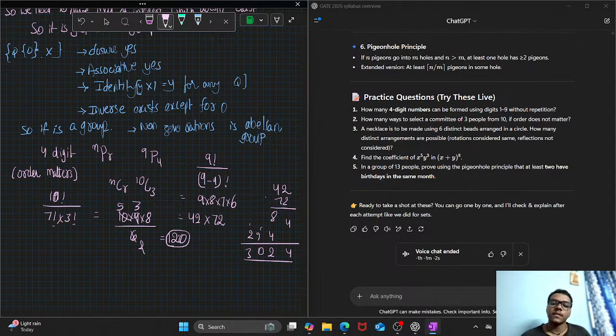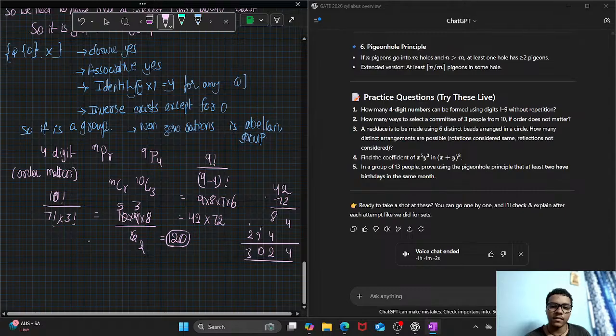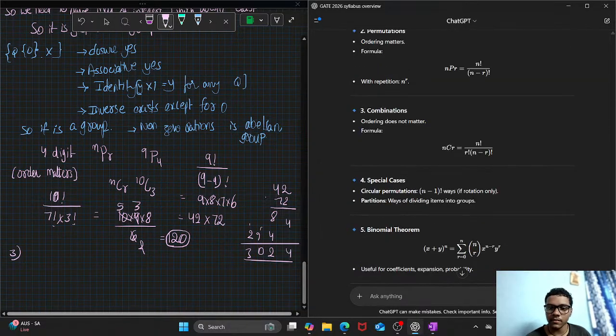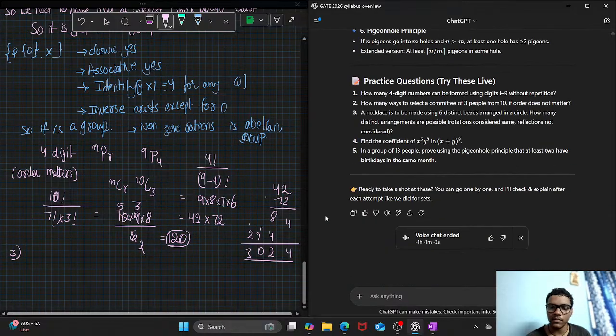A necklace is to be made using 6 distinct beads arranged in a circle. How many distinct arrangements are possible? The rotations are considered the same, reflections are not considered. Okay, so what is the formula for circular permutation again? n minus 1 factorial.